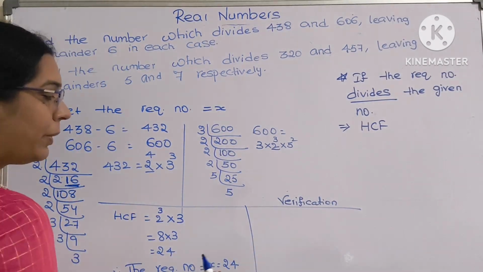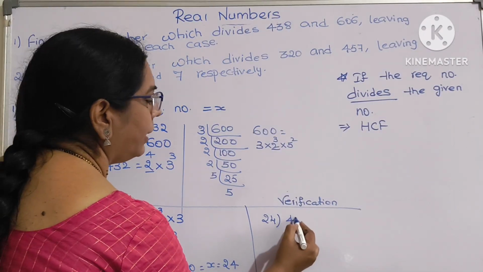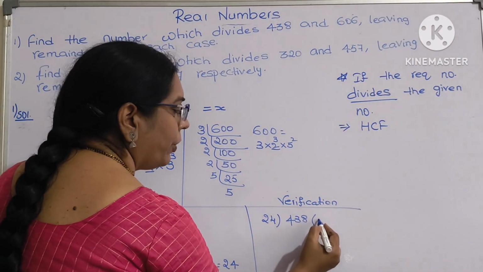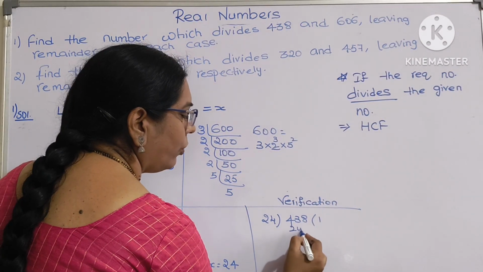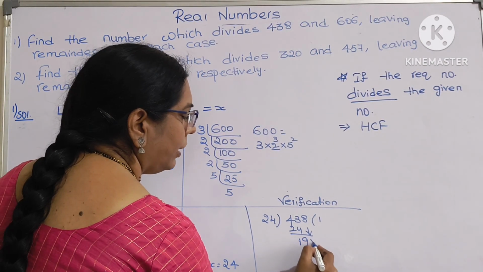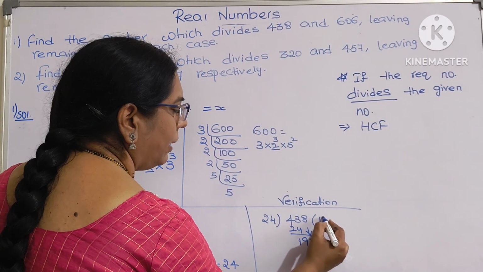Just for our understanding. So 24, when it divides 438, we will see whether we get a remainder 6 or not. 24 once is 24, then 13 minus 4 is 9, 1, and then 8. If I take 9, it might be a bigger number.